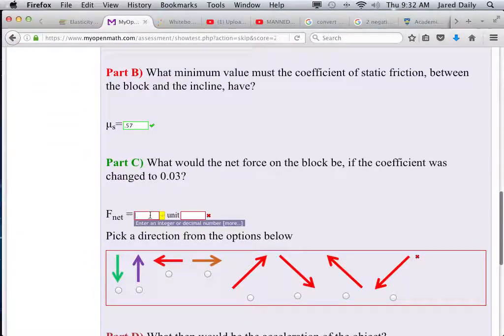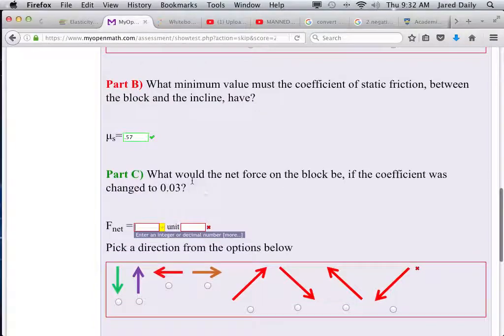Net force is, well, then they say if it was changed to 0.03. So now we have to change that. So this would be zero if this is our coefficient of friction, but this is less than this one. So this is going to have less friction, which means it's going to slide now.